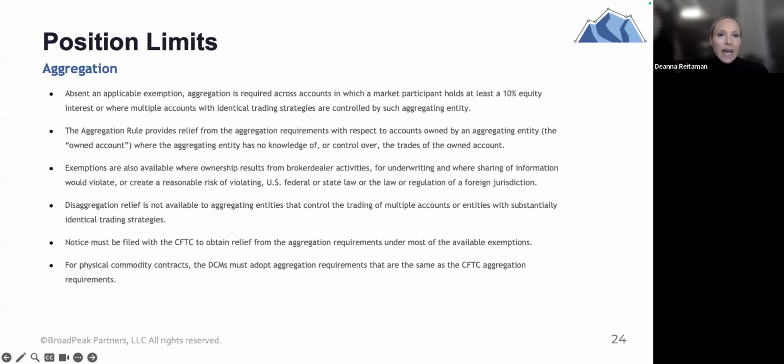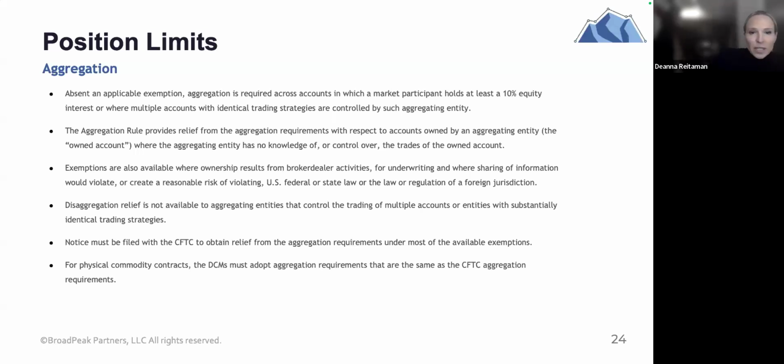Those are aggregated entities. The aggregation rule provides relief from this aggregation requirement with respect to aggregated entities, where the aggregating entity has no knowledge or control over the trades of that owned account. There are also some exemptions for where ownership results from broker-dealer activity, for underwriting, and where sharing information would violate some other law, rule, or regulation, whether it's a U.S. regulation or a foreign jurisdiction. So, if the CFTC says you should be an aggregating entity, but you say, no, in this country I'm not allowed to share that information with my sub, that would also be an exemption.